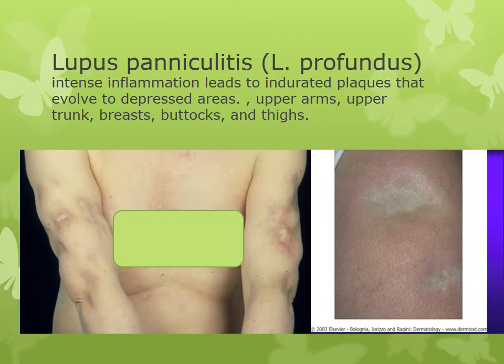Another type of chronic cutaneous lupus erythematosus is lupus panniculitis or lupus profundus, and another common name is Kaposi-Irgang disease. There is intense inflammation that leads to indurated plaques that evolve into atrophy in the breast area. Usually, it's located in the upper arms, upper trunk, breast, buttocks, and thighs. 70% of lupus panniculitis patients have the skin disease, the discoid lesions in the superficial skin. So it is not difficult to diagnose.